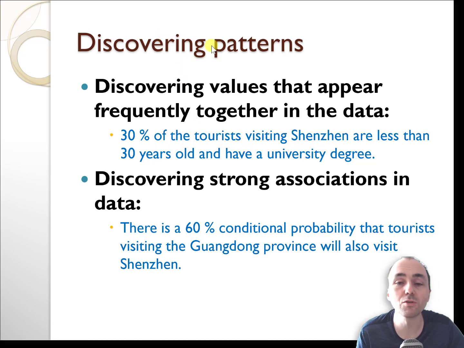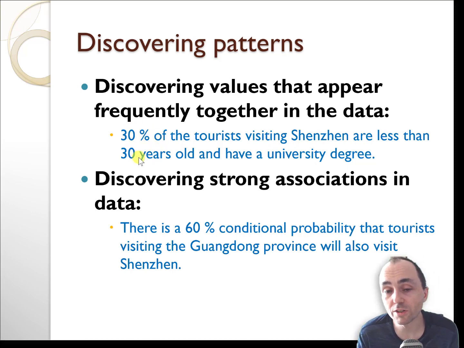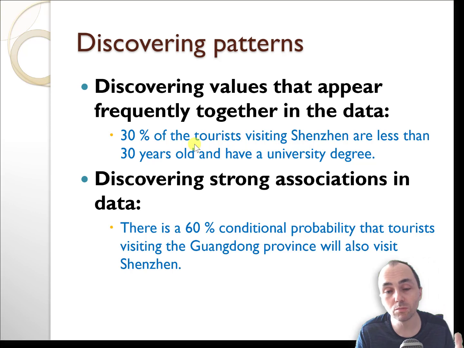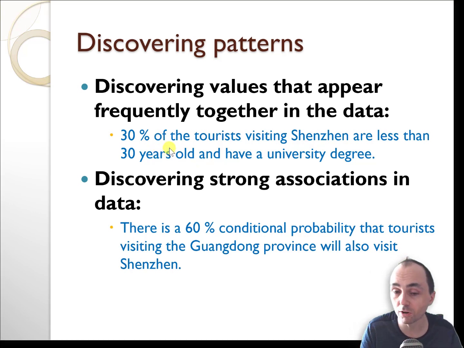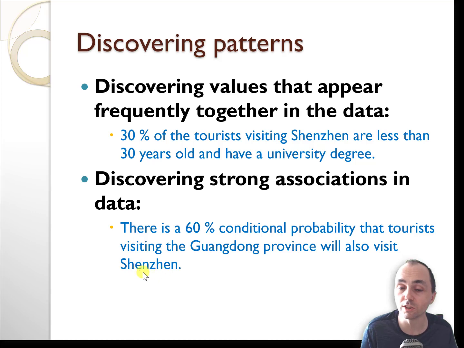Also, another thing we can do is to find patterns in the data. One thing in data mining is to find the patterns that appear frequently in your data. For example, we look at the data from tourists in a city like Shenzhen, and we find that most of the tourists are less than 30 years old, and they like to eat something like noodles and other things. If we find some special patterns, like what people like to do or eat when they visit the city, then we can understand more about the tourists, maybe do some marketing and so on to bring more people. Or maybe we find some strong association, like 60% of the people who visit Guangdong province will also visit this city and so on. Of course, this is just some examples, but just to give you some idea.